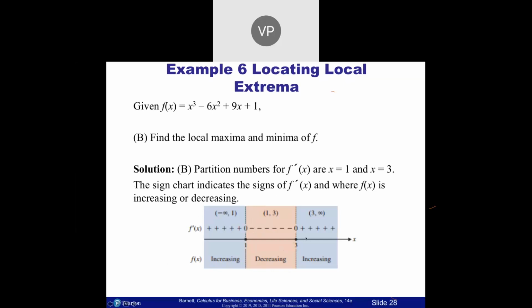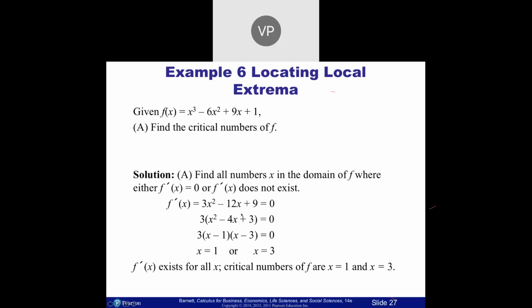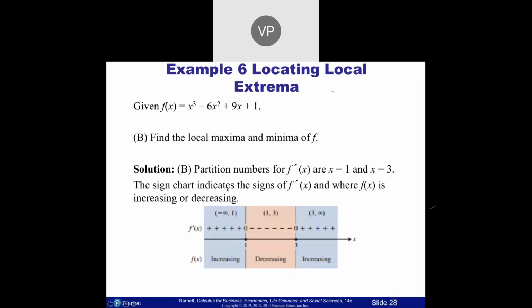When you plug in something like 4 or 5 or 10 into the derivative, you're going to get a positive derivative, so the function's increasing. On the other side, I can plug in 0, sorry, right here, back to my derivative, if I plug in 0, I get a positive 9. That means the derivative is positive. My function is increasing here.